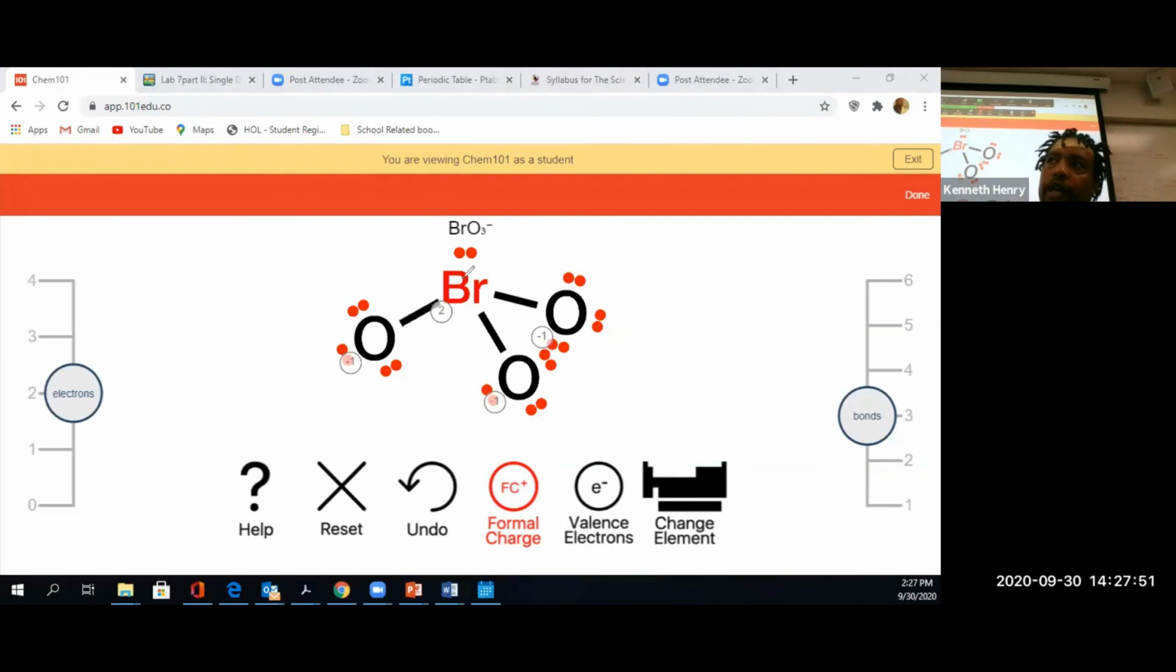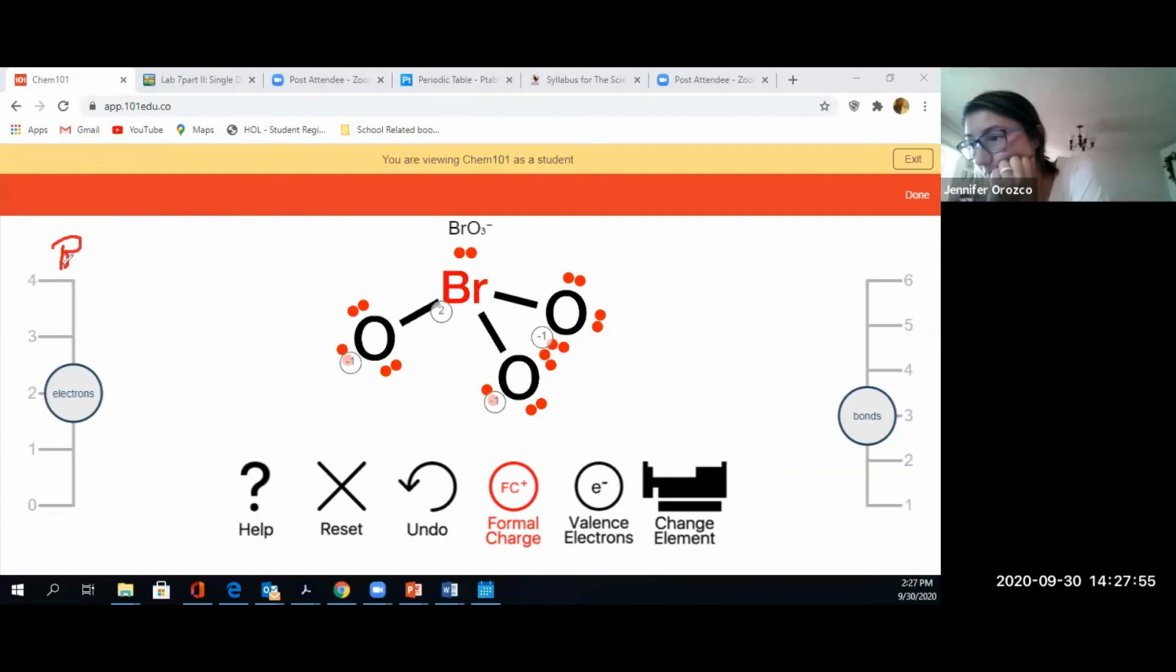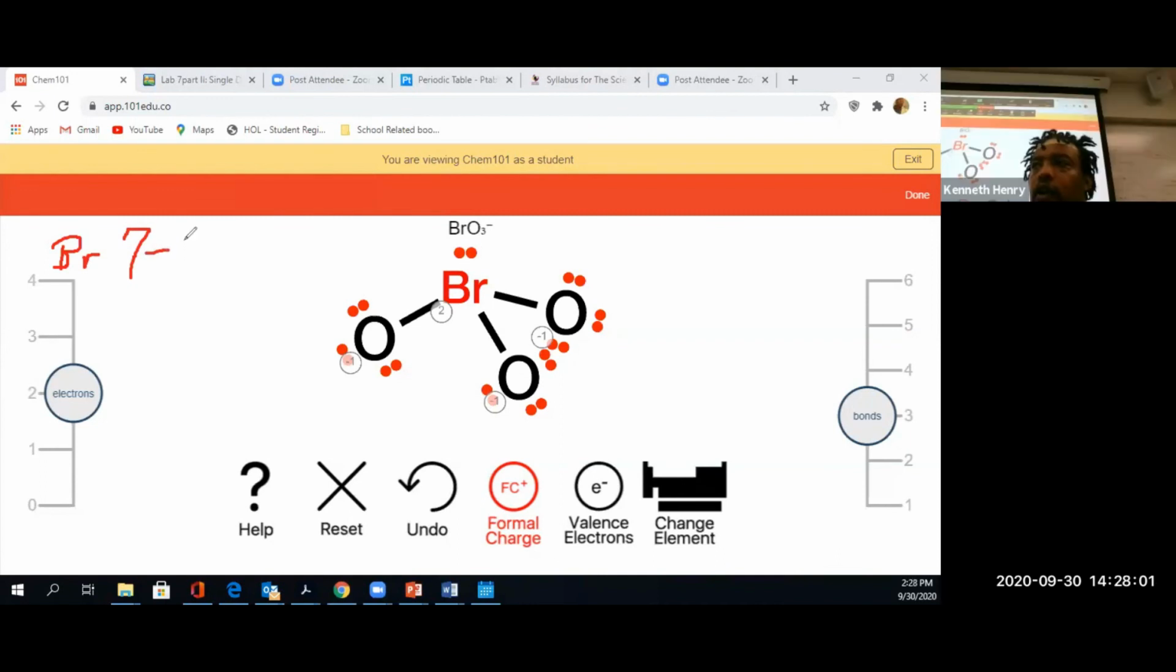So what is the number of valence electrons around the bromine? 7. Okay, and the number of lone pair electrons? 2. And the number of bonds? 3. We're just checking their work because sometimes they do make mistakes.